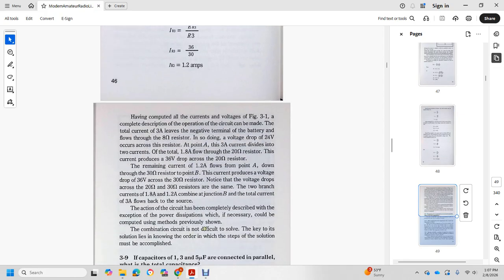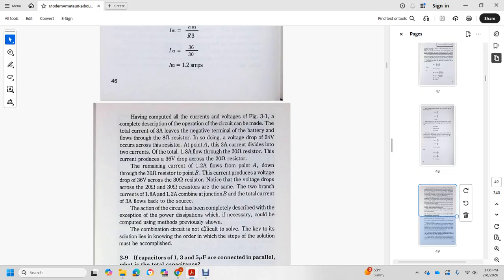Having calculated all the currents and voltages, a complete description of the operation of the circuit can be made. The total of 3 amps leaves the negative terminal of the battery and flows through the 8 ohm resistor, producing a voltage drop of 24 volts with 3 amps. The current then divides: 1.8 amperes flows through the 20 ohm resistor, producing a 36 volt drop, and the remaining 1.2 amps flows from point A down through the 30 ohm resistor to point B.